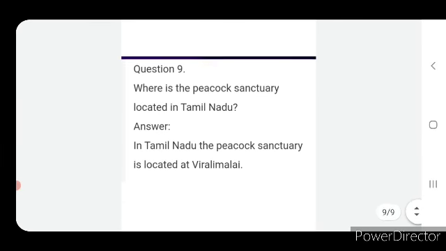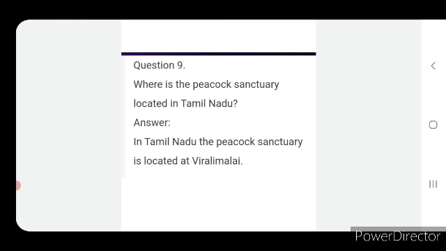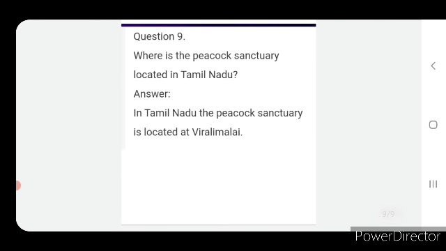Where is the peacock sanctuary located in Tamil Nadu? In Tamil Nadu, the peacock sanctuary is located at Viralimalai.